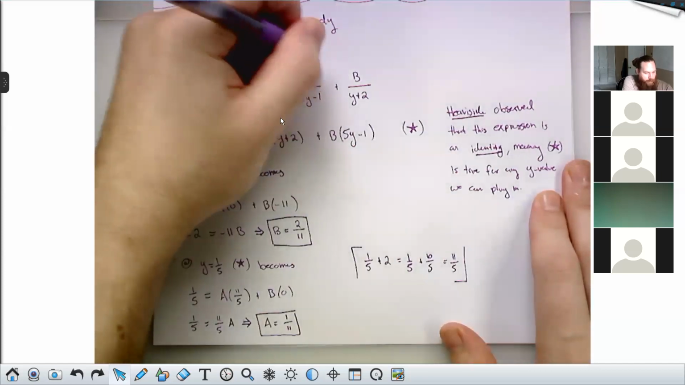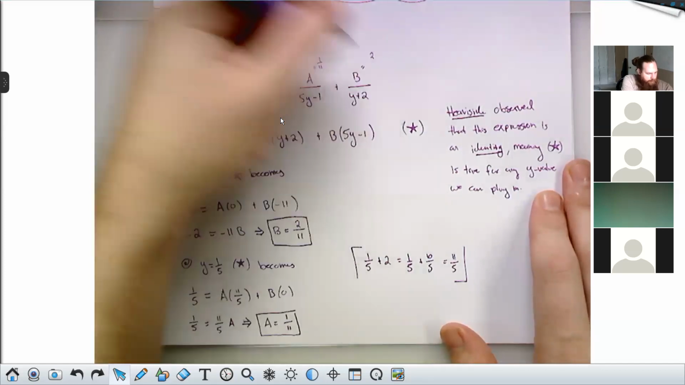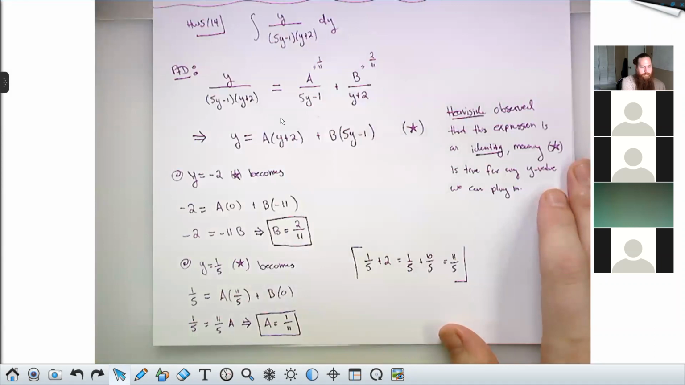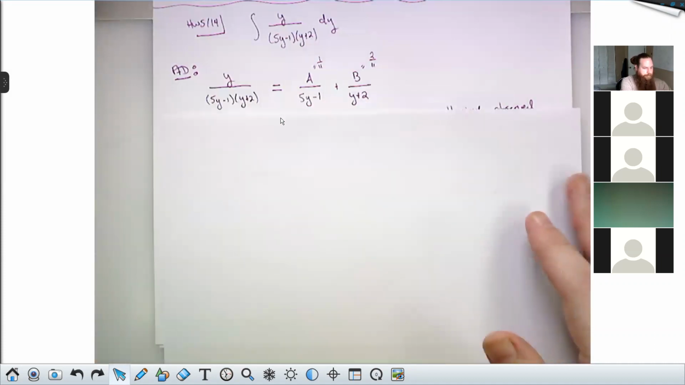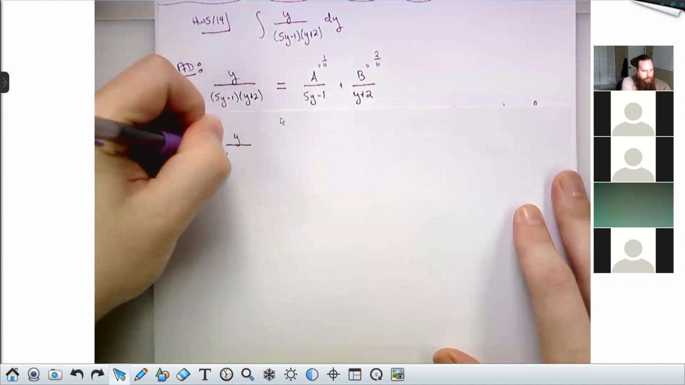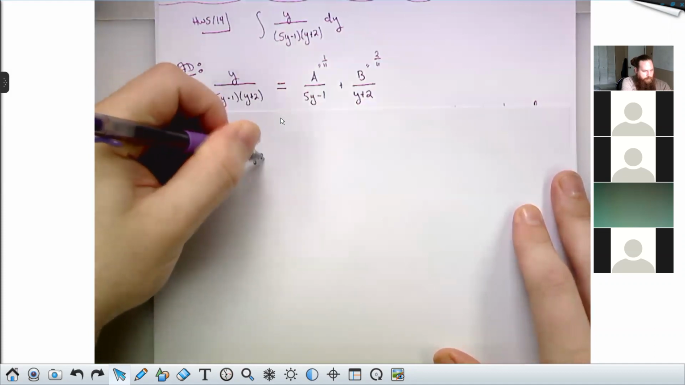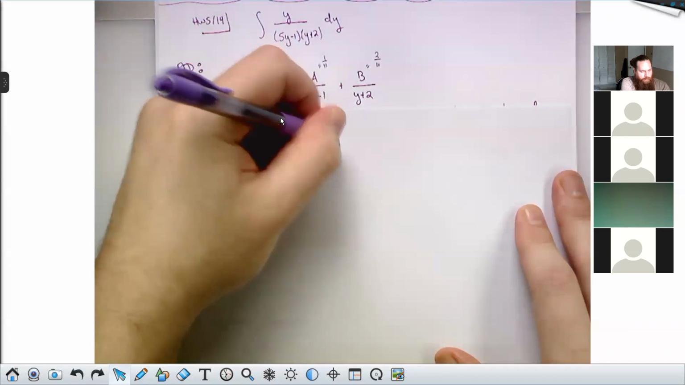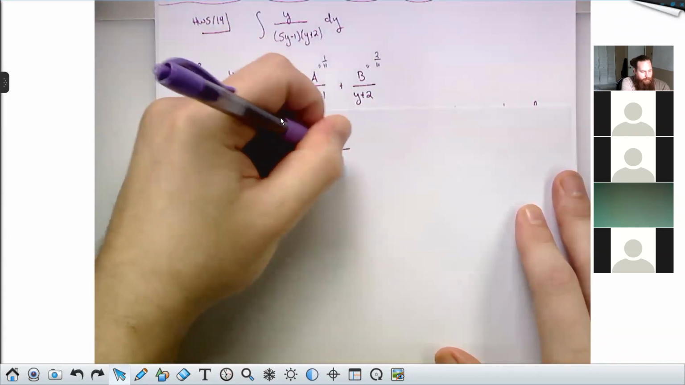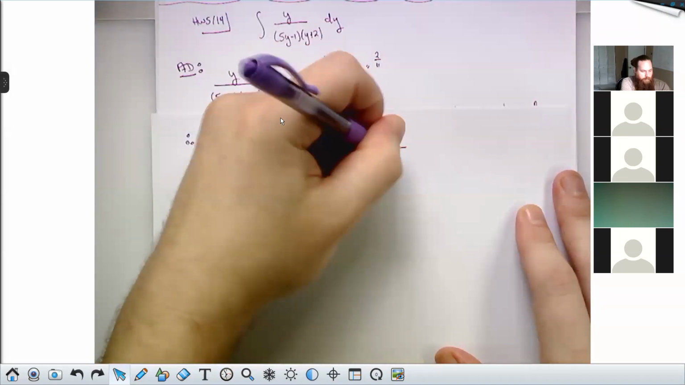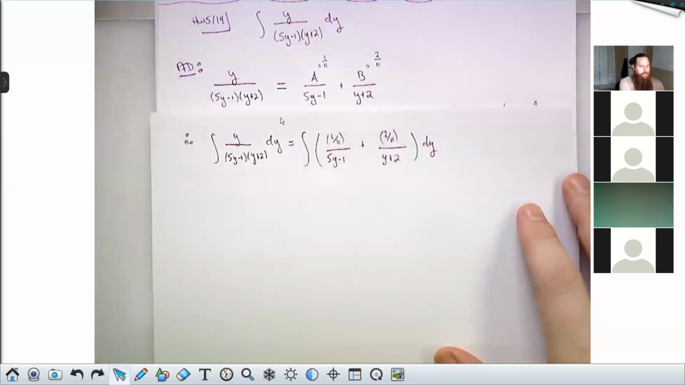So we've discovered that A is 1 over 11, and B is 2 over 11. So now I can come back and do my integral. This means that the integral of y over 5y minus 1 times y plus 2 dy is equal to the integral of this stuff with those values plugged in. So that's 1 over 11 divided by 5y minus 1 plus 2 over 11 divided by y plus 2 dy, like this.